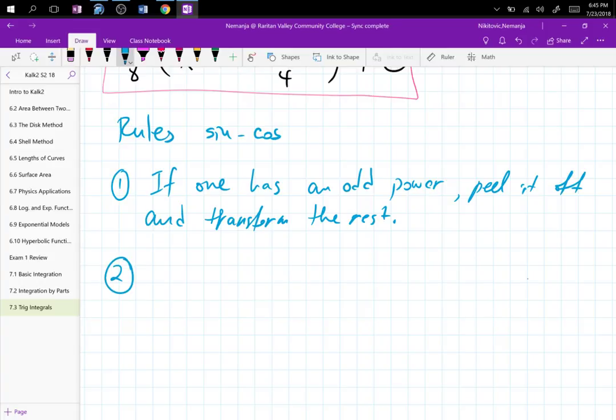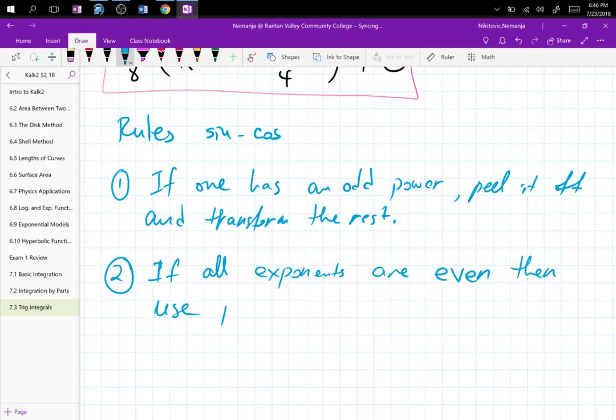Number 2, if all exponents are even, then use power reducing.